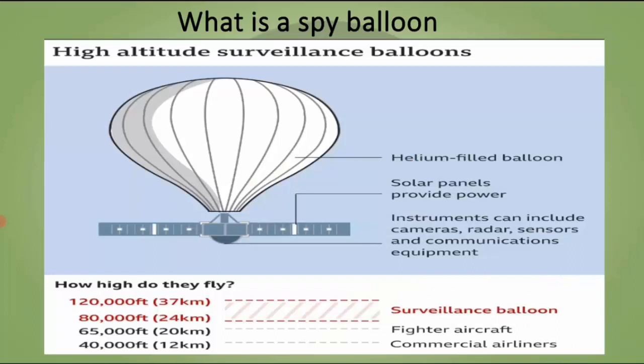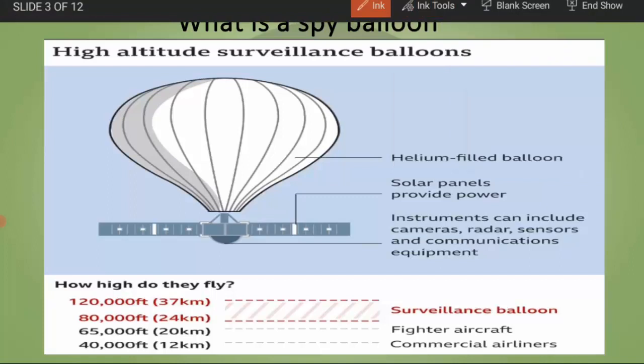Now what is a spy balloon? These are high altitude surveillance balloons. They are helium filled balloons and there are solar panels which provide power. Instruments can include cameras, radars, sensors and communication equipment. These are cheaper than satellites. Moreover, they can be controlled easily by upward and downward movement, as they catch different air streams and then they can go in their direction.